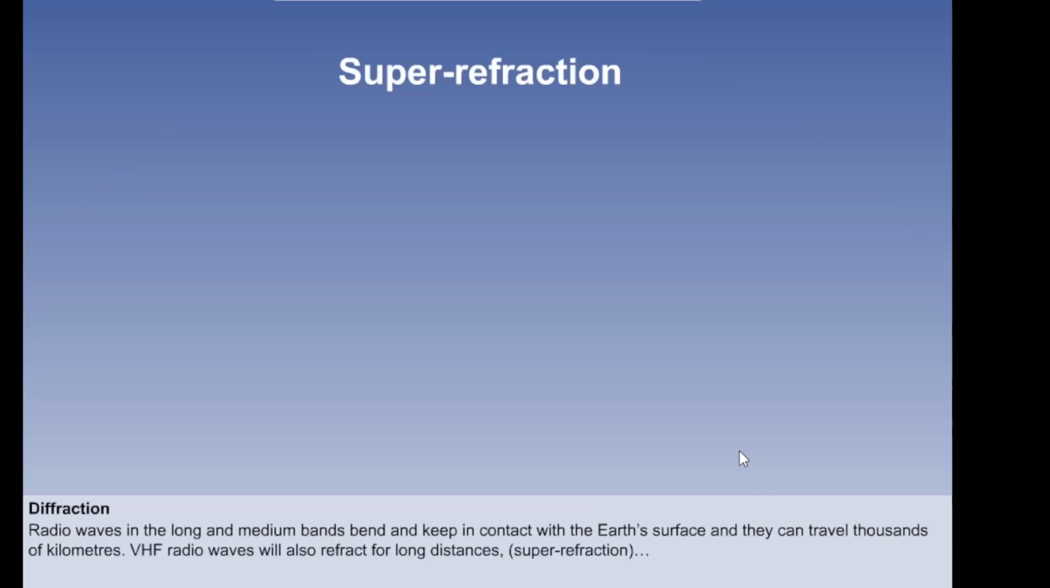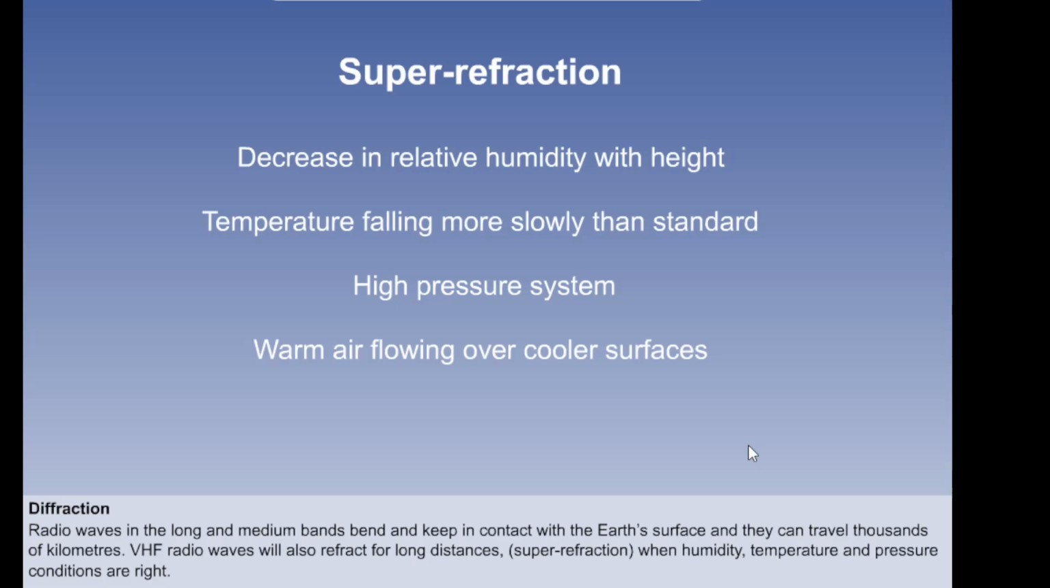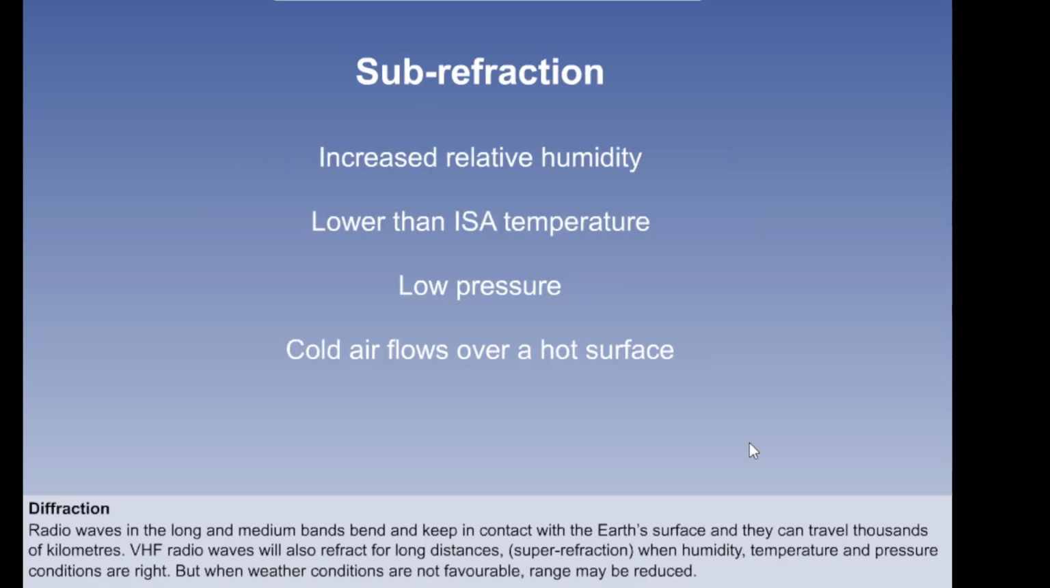This bending also occurs in the VHF band during some meteorological conditions, which results in a radio wave hugging the Earth and increasing range. This effect is known as super-refraction. The necessary conditions are a decrease in relative humidity with height, temperature falling more slowly than standard, and a high pressure system, typically where warm air flows over cooler surfaces.